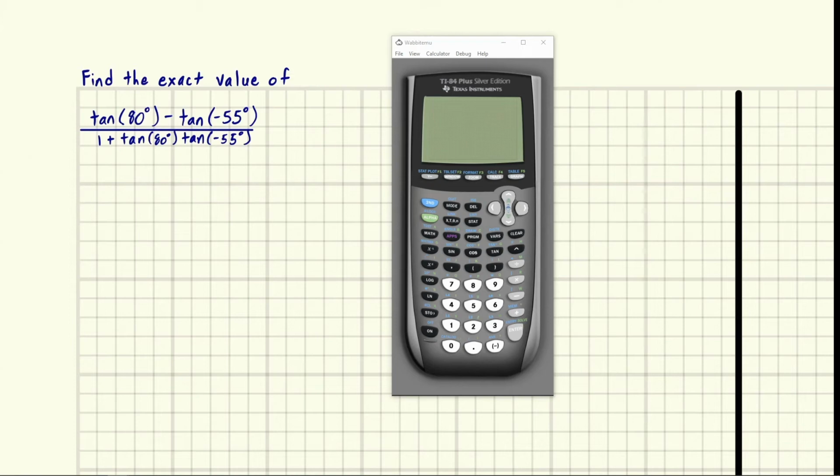Hey, Burgess here, and we've been asked to find the exact value of tangent of 80 degrees minus tangent of negative 55 degrees over 1 plus tangent of 80 degrees times tangent of negative 55 degrees.